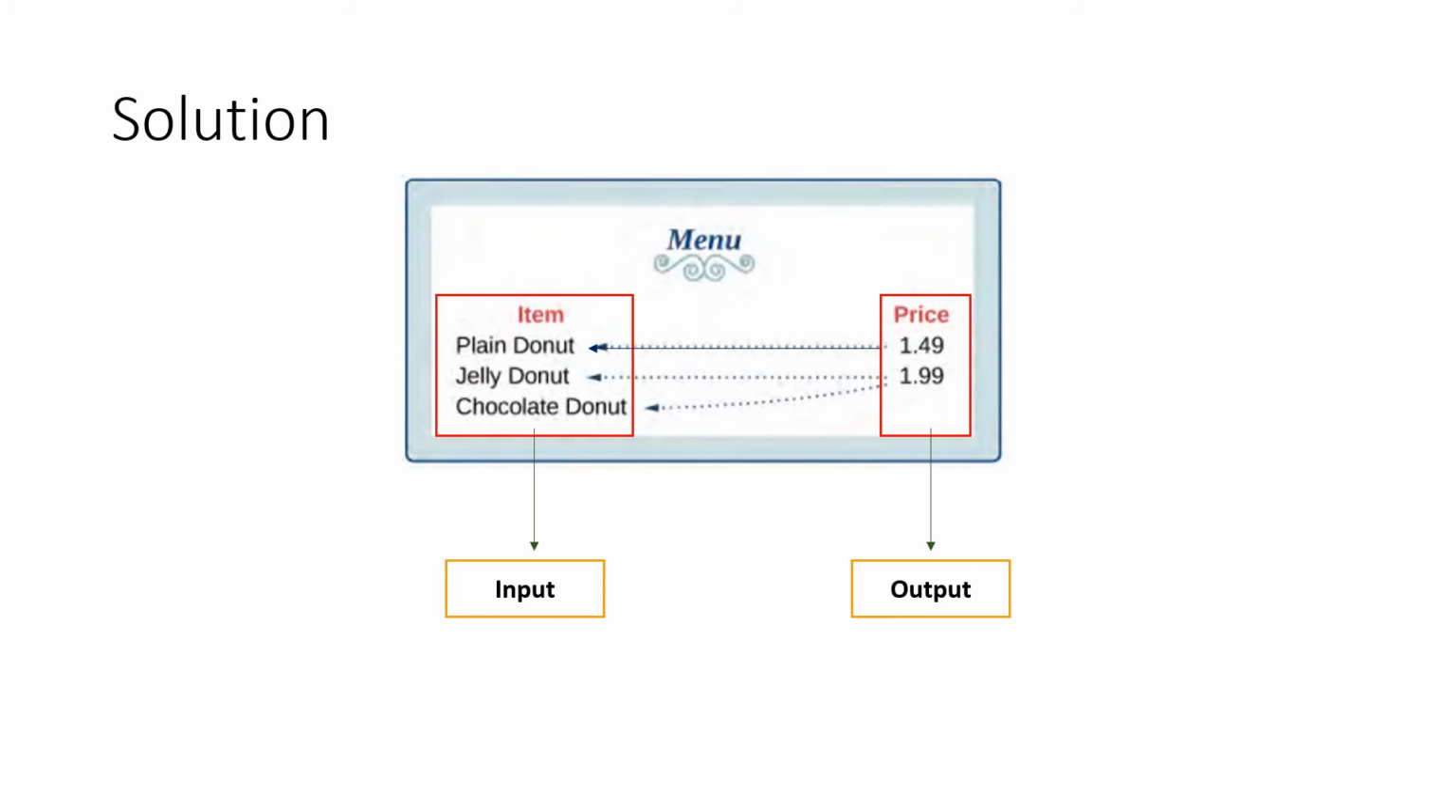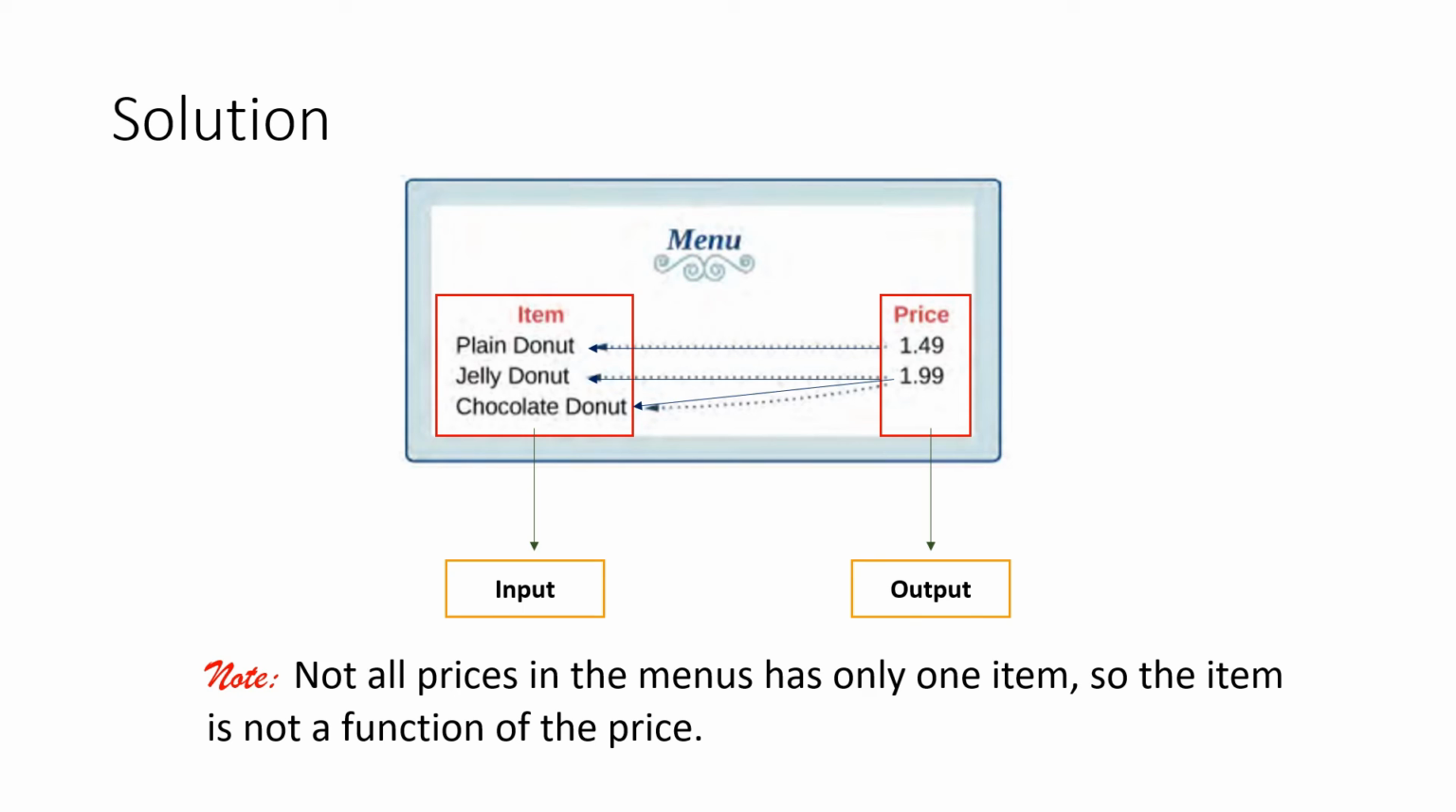Now, how about this one? The jelly donut at the price 1.99. Now, take note the price 1.99 is paired with two items, the jelly donut and the chocolate donut. So, what do you think is the answer? Is the item a function of a price? What do you think? Not all prices in the menu have only one item. So the item is not a function of the price.